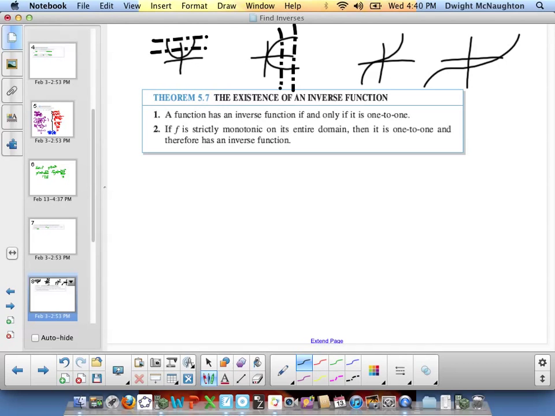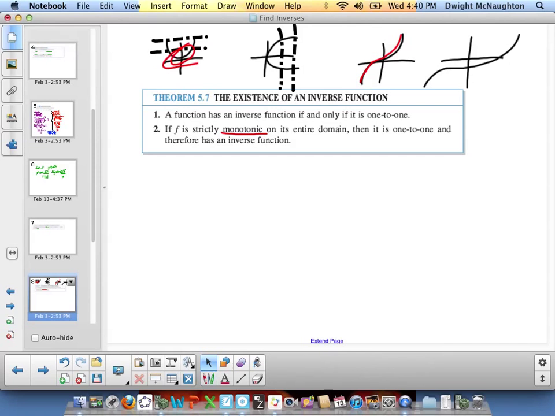It doubles back. And another thing we say is it's strictly monotonic, meaning it's always going up. It doesn't come back and go down. That would create this. Or it's always going down. Monotonic means it's always going up or always going down.